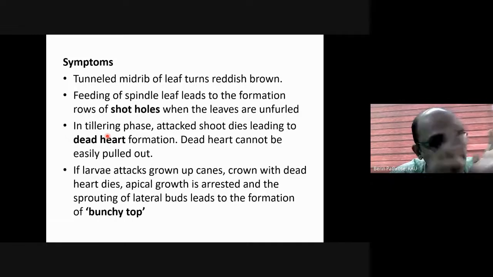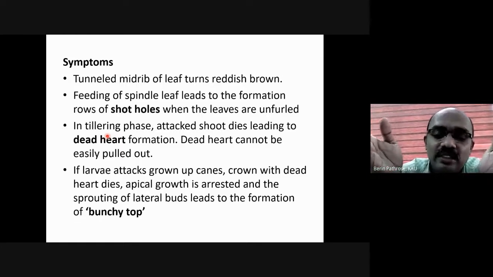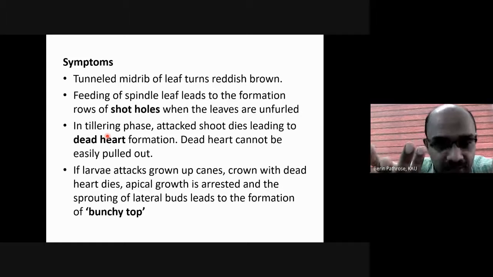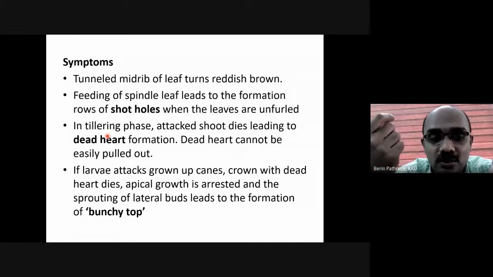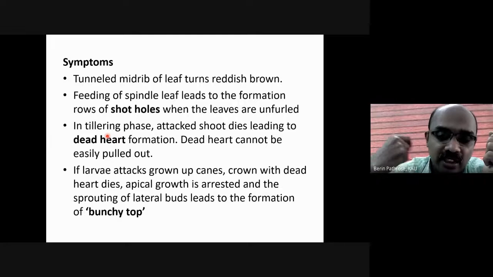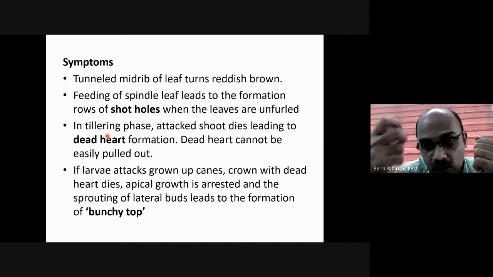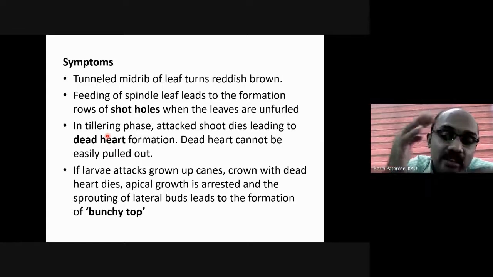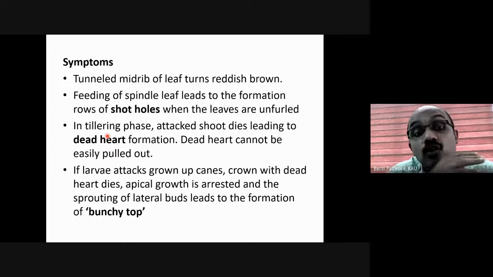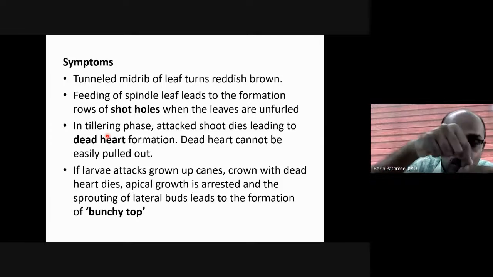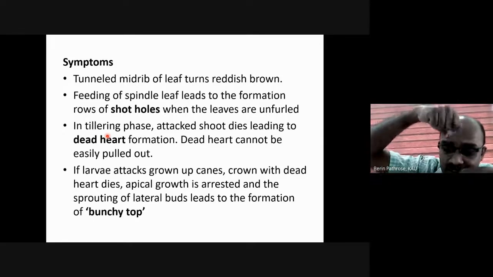Then there will be dead heart formation as usual with any other stem borer. This dead heart we normally see when the pest attacks just before maturity, during the tillering stage. The central shoot dies and leads to dead heart formation. But one typical feature is that the dead heart caused by top borer cannot be easily pulled off. And usually the larvae attacks the cane when it is fully grown. The larvae enters into the crown, that is the topmost area.